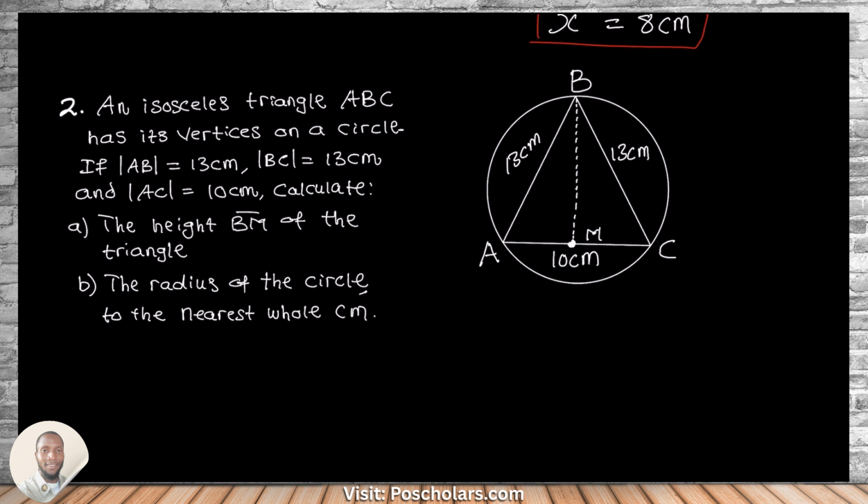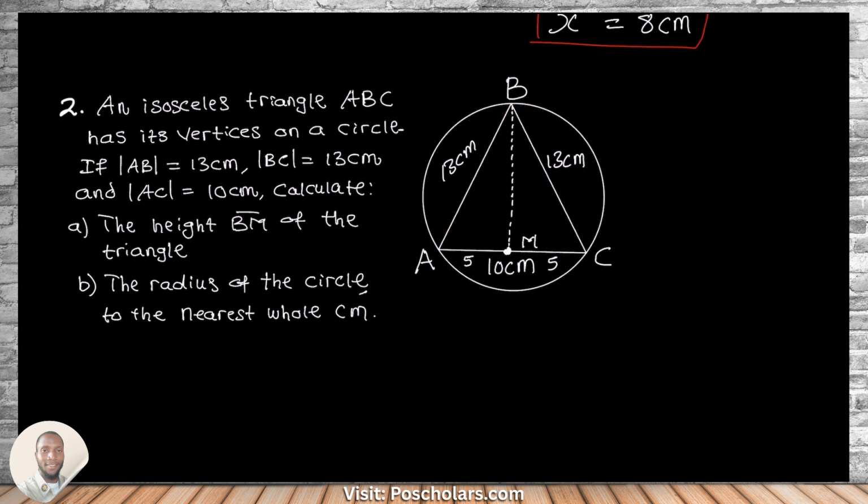Now looking at this, without even using the chord bisector theorem, we instinctively know that since from here to here is 10 centimeter, automatically from here to here is going to be 5 centimeter. So label it as 5 centimeter. And this side is also 5 centimeter, right? So to find BM, we need this part of the triangle.